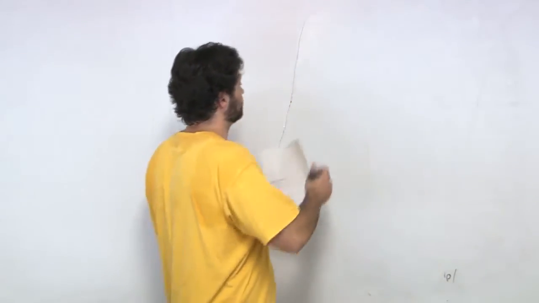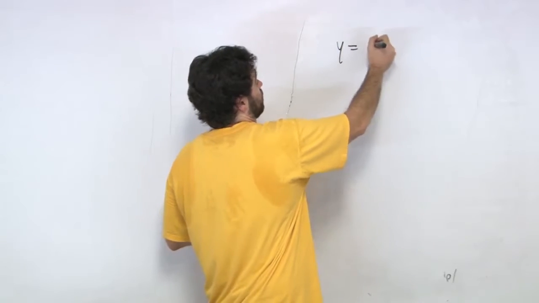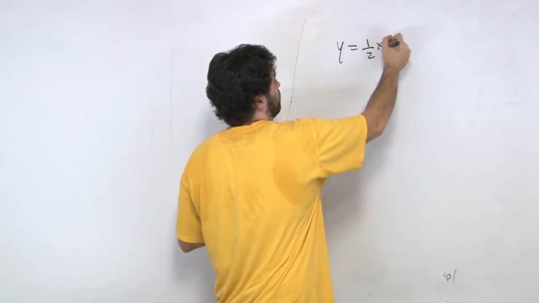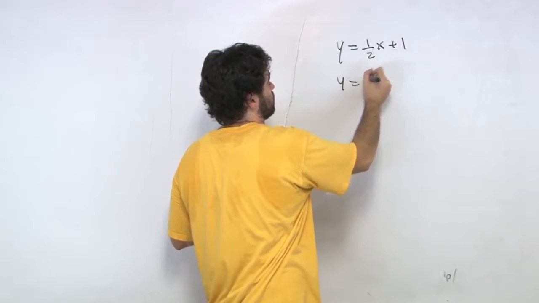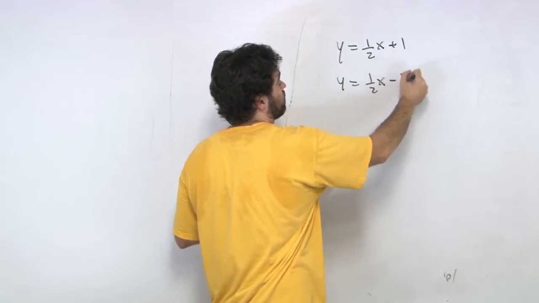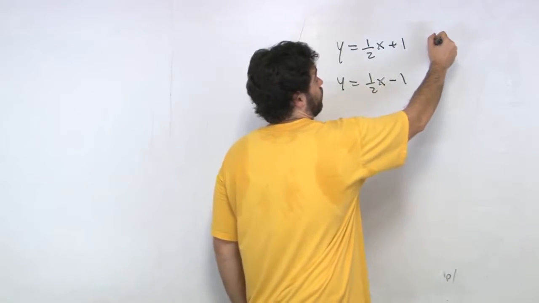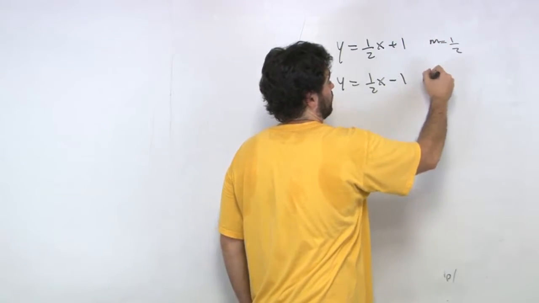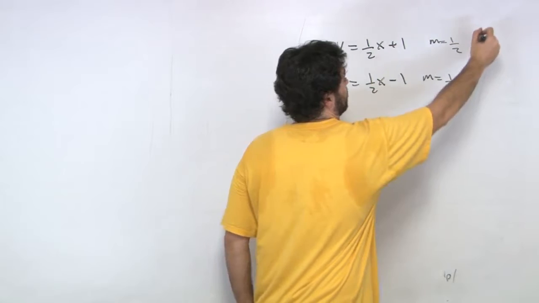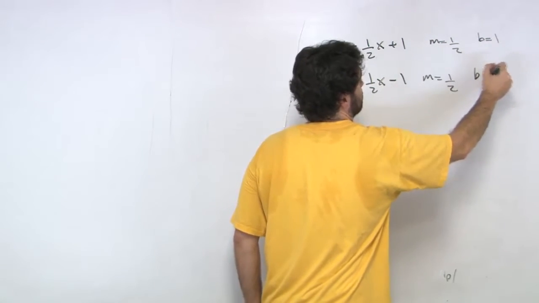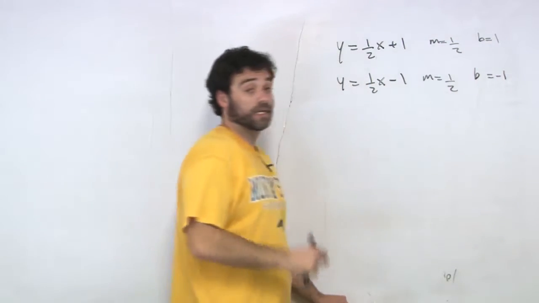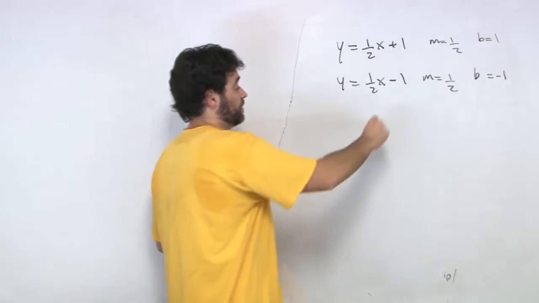So I have y equals 1/2 x plus 1, and y equals 1/2 x minus 1. Okay? There's our two lines. We know that the m is 1/2, the m is 1/2, our b is 1, our b is negative 1. Okay? So we want to take a look at the graph of these lines.